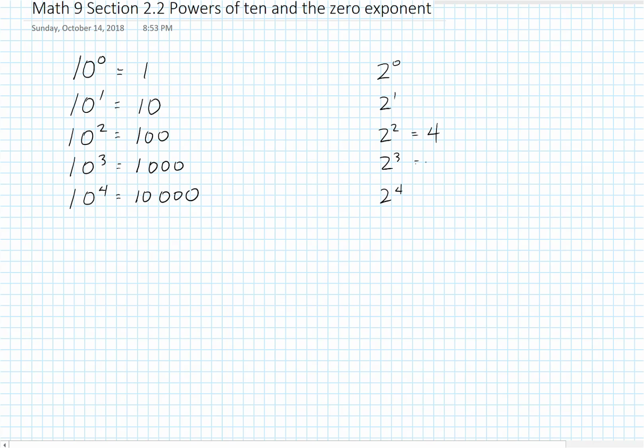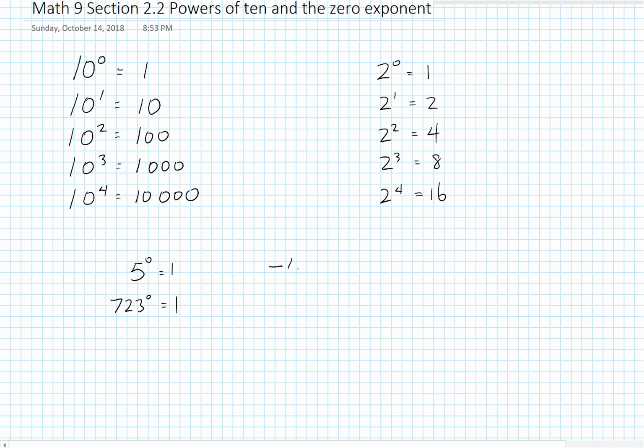So 2 squared is 4, 2 cubed is 8, 2 to the fourth is 16. We're doubling every time we add 1 to the exponent, and we're dividing by 2 if we subtract 1 from the exponent. So 2 to the power 1 is 2, 2 to the power 0 is 1. So regardless of the base, when you raise it to an exponent of 0, you get 1. So 5 to the power 0 is 1, 723 to the power 0 is 1.